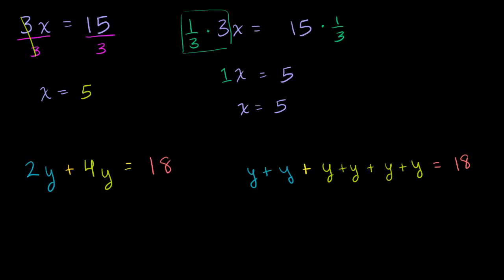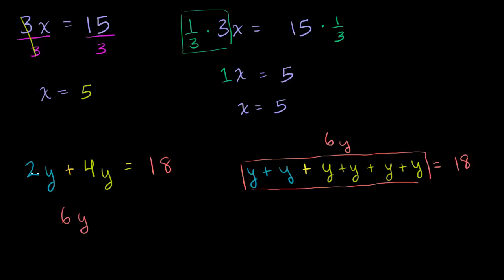How many y's do I have? I have 1, 2, 3, 4, 5, 6 y's. So you could simplify this as 6y is equal to 18. And if you think about it, it makes complete sense. So this is this thing right here. The 2y plus the 4y is 6y. So 2y plus 4y is 6y, which makes sense. If I have 2 apples plus 4 apples, I'm going to have 6 apples. If I have 2 y's plus 4 y's, I'm going to have 6 y's. Now that's going to be equal to 18.